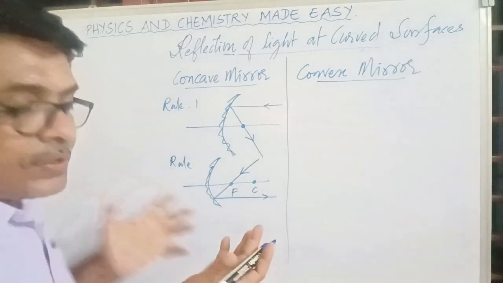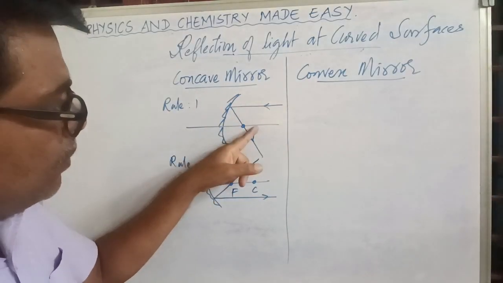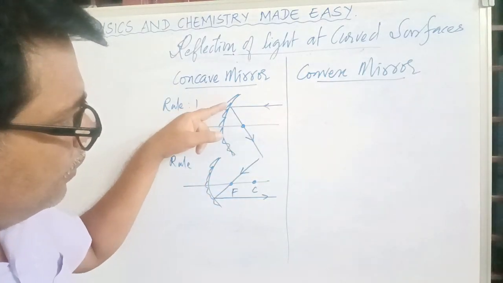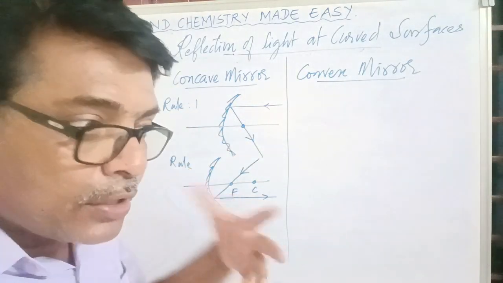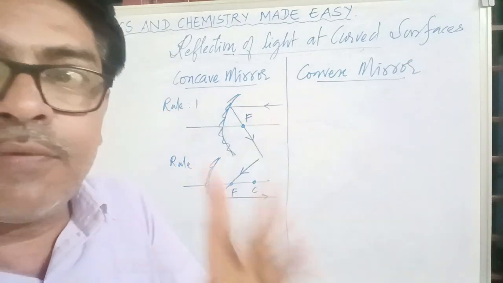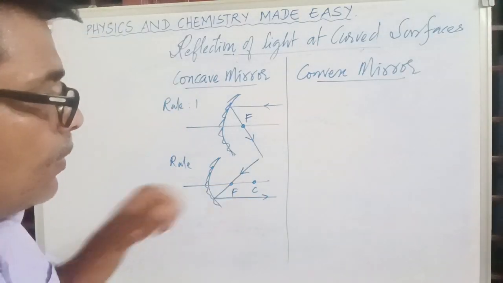Now what difference is there? Simple to understand. Light which is coming parallel to the principal axis, when it is hitting the concave mirror, it is passing through the focal point. It has to pass through the focal point because the characteristic of this mirror is to converge. Just now I said like this. Now what is happening here?